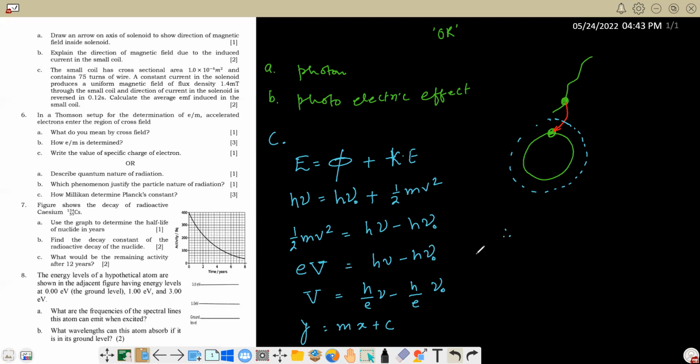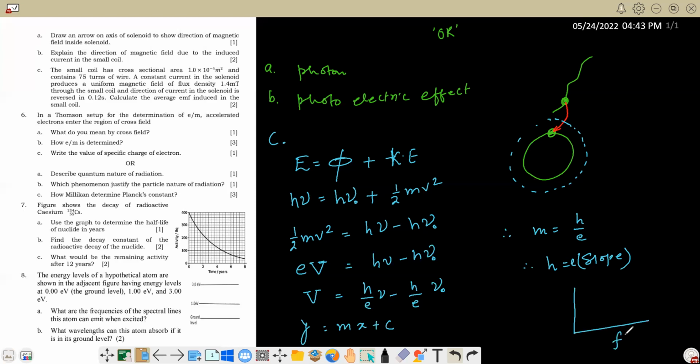Therefore, comparing with y equal to mx plus c, m equals h by E. So if you wish to calculate the value of Planck constant, then you can simply multiply the slope with the electronic value. Okay, so this gives us the value of Planck constant.